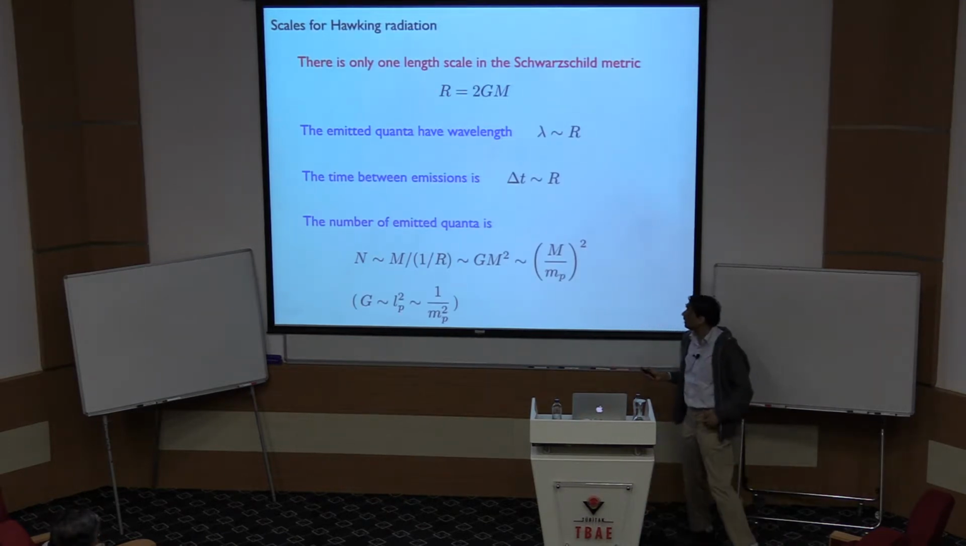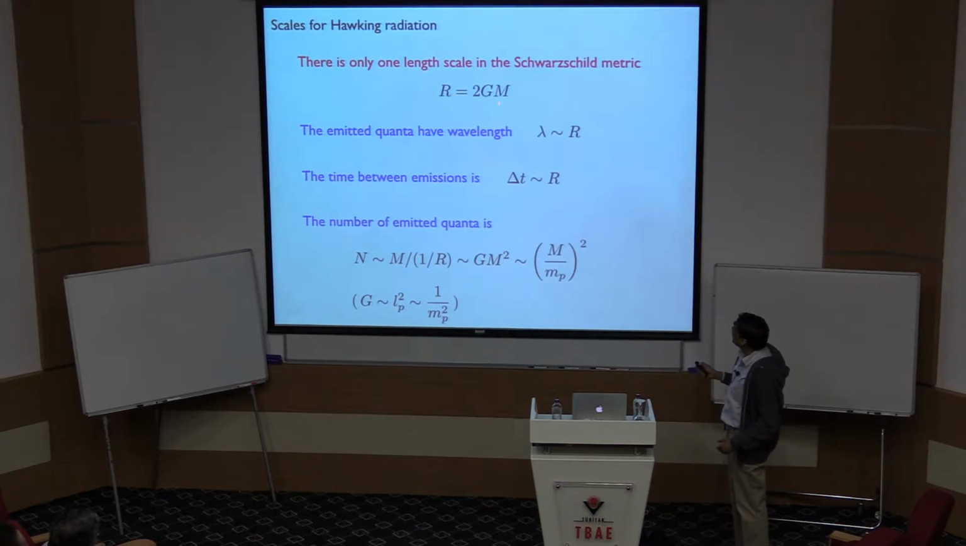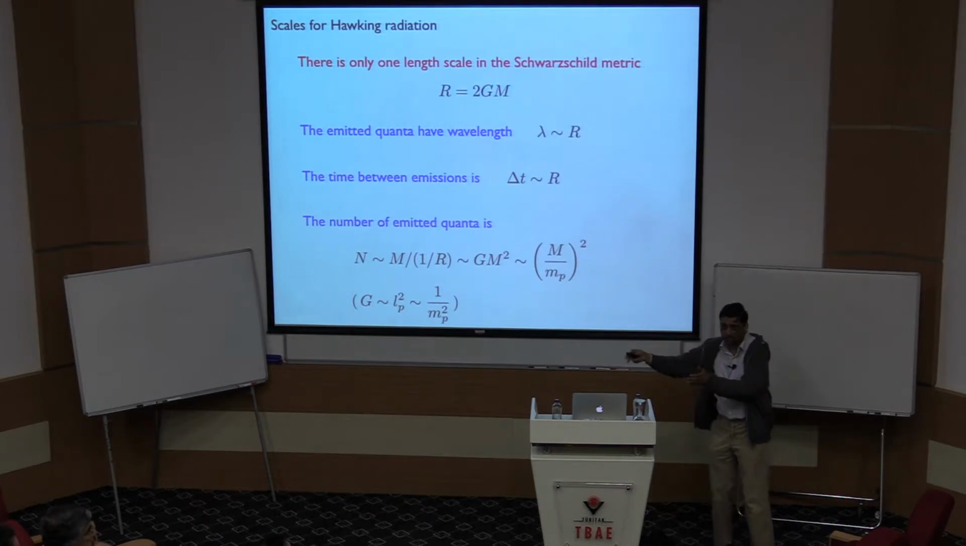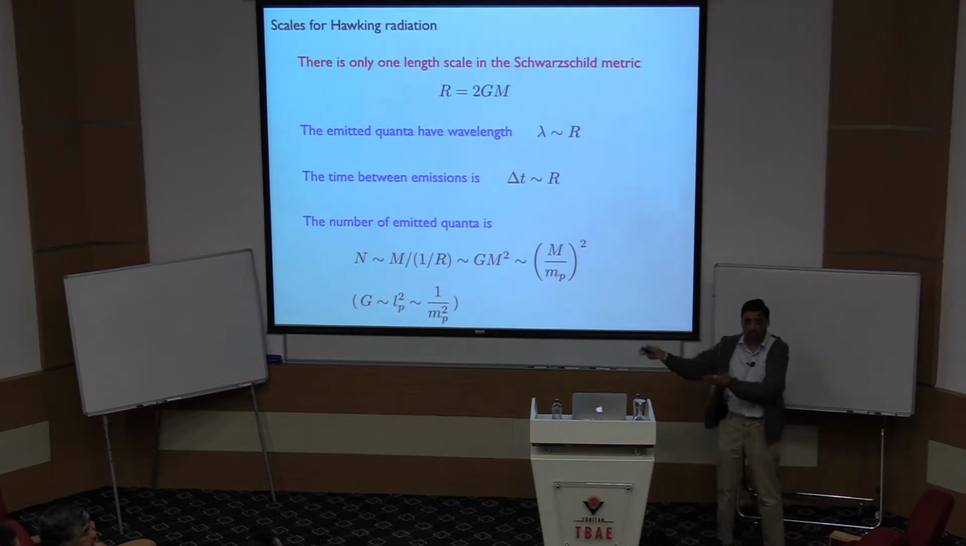We can understand the physics very easily in terms of scales. Okay, there's only one length scale in the Schwarzschild metric. That's the radius of the horizon. So the emitted quanta have a wavelength which is of order r. So if somebody asks you, tell me something about Hawking radiation, what's the wavelength of emitted quanta? It's r. If one quantum comes now, after how much time does the next quantum come? Well, delta t. I'm using units with c equal to 1, so space and time have the same units. What is delta t? There's only one scale, r. So once one particle basically goes out, the next particle starts.